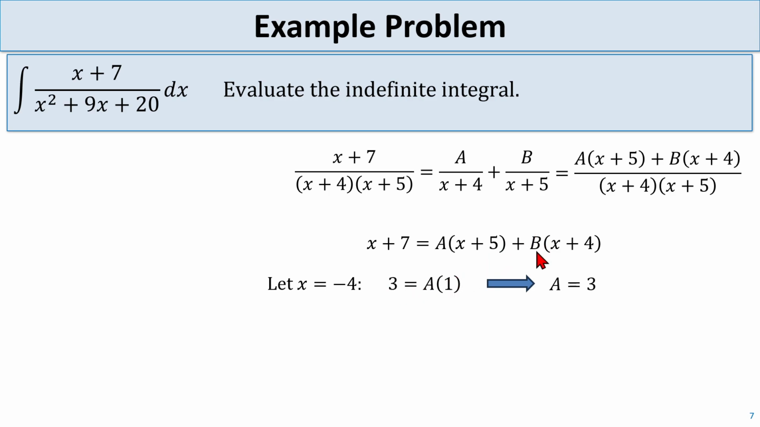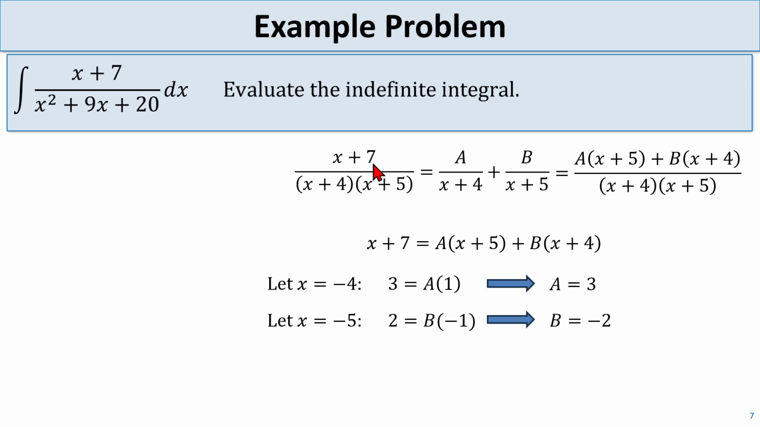We're going to figure out the value of B in a similar way, but now we want to kill the term that has (x + 5) in it. So we're going to let x equal -5. Once we let x equal -5, we get -5 + 7 gives 2. This term disappeared, and B times (-5 + 4) means we have B times -1. Thus, we get that B is -2. And now we have the values of A and B, which was the thing that we were trying to figure out.